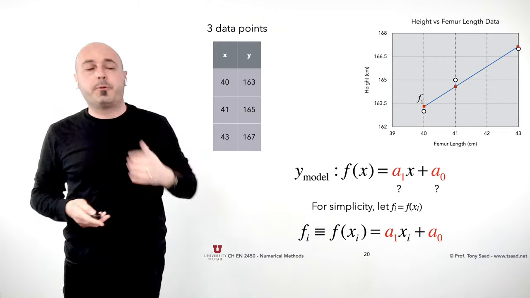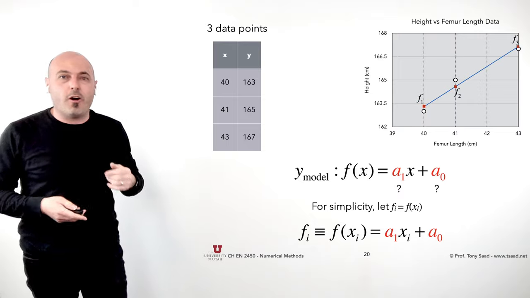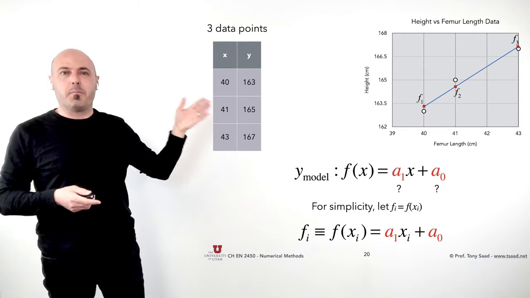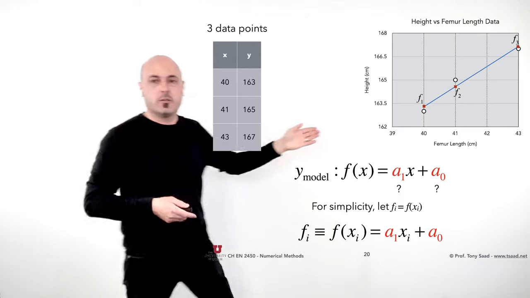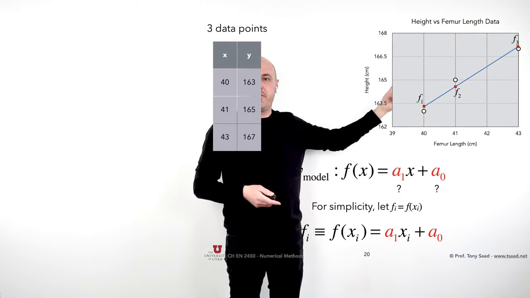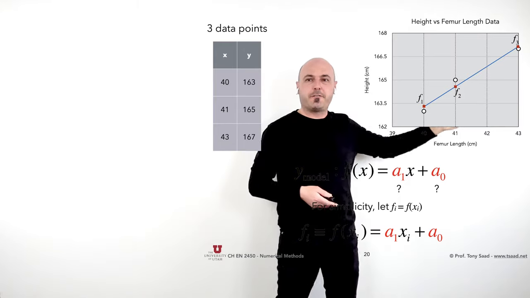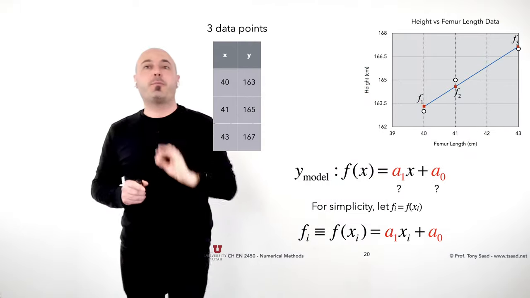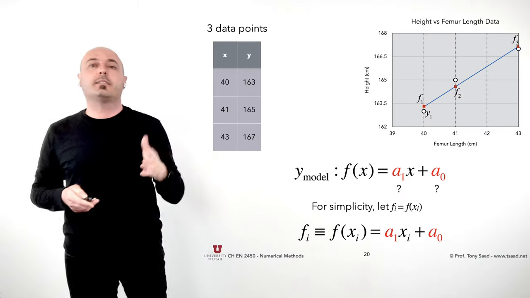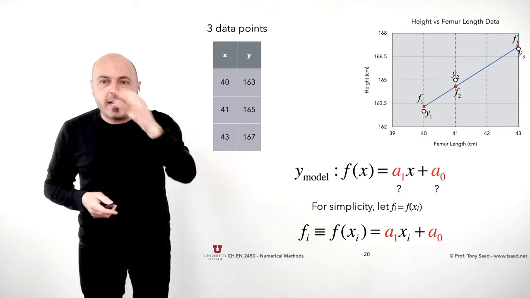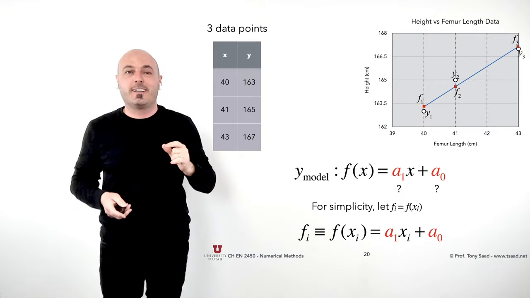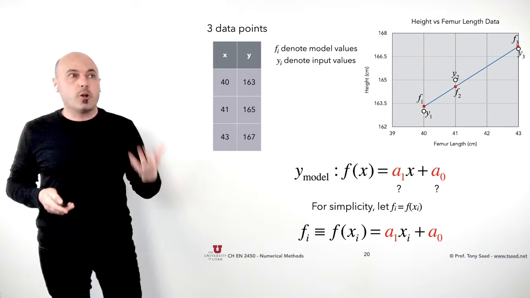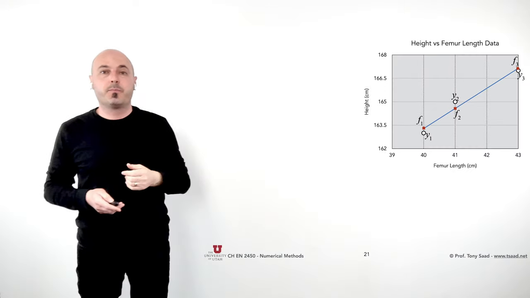Okay, and now as a representation on the graph, these red dots are the model values, okay, evaluated at the XI. So F1 is the model curve evaluated at X1, which is 40. If you look at this curve over here, F1 is the value evaluated at 40. F2 is the model value evaluated at 41. And F3 is the model value evaluated at 43. It is different from the input data because the input data is fixed, given to us by Y1, Y2, and Y3. And by definition of the regression, we know that those might be different. And the distance between the two is the error. So the FIs denote the model values. The YIs denote the input values, the Y values at the input, okay?